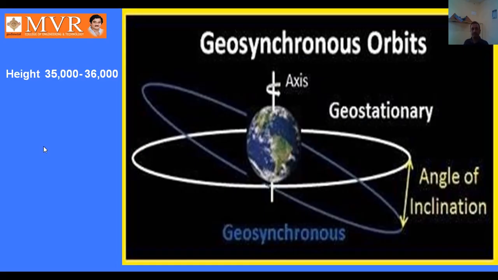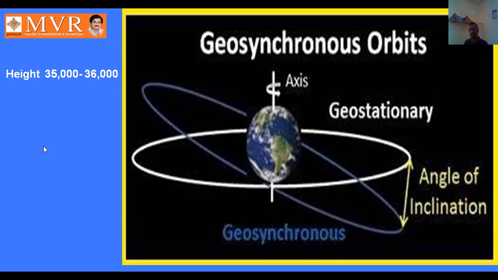So, geosynchronous orbit. What is geosynchronous orbit? Geostationary orbit is located approximately 35,000 kilometers to 36,000 kilometers. At this height, the satellites are placed. In the case of geosynchronous also, the height is 35,000 kilometers to 36,000 kilometers. So, similar to geostationary orbit, here also communication satellites are placed, different types of communication satellites are placed in this geosynchronous orbit.